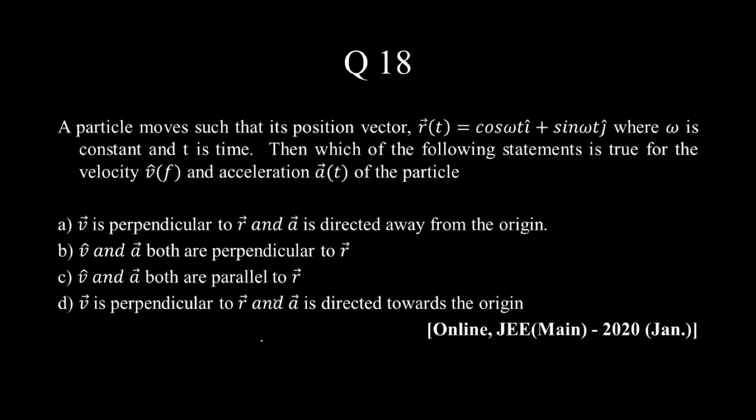A particle moves such that its position vector r as a function of t is cos omega t i cap plus sin omega t j cap, where omega is a constant and t is time. Then which of the following statements is true for velocity v and acceleration of the particle?